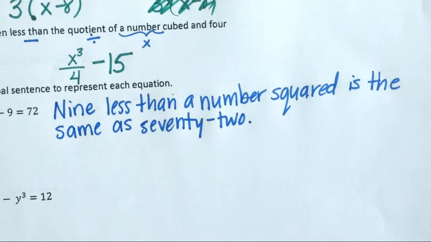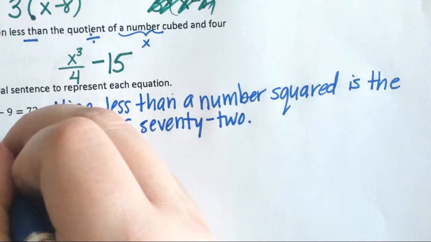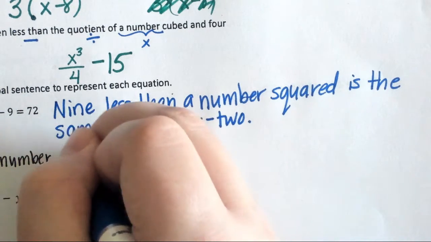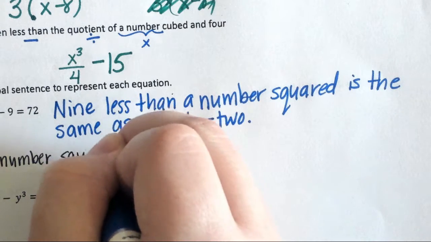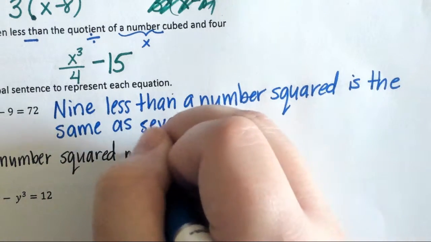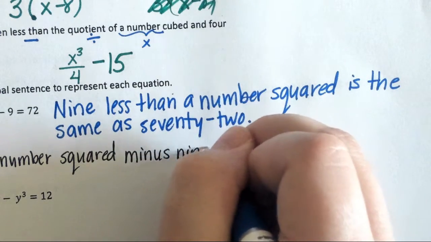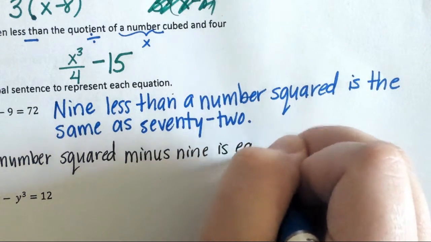Okay, that is what I'm going to call the fancy version. 9 less than a number squared is the same as 72. Do you really think I'm going to be mad at Tylen if she writes a number squared minus 9 is equal to 72?